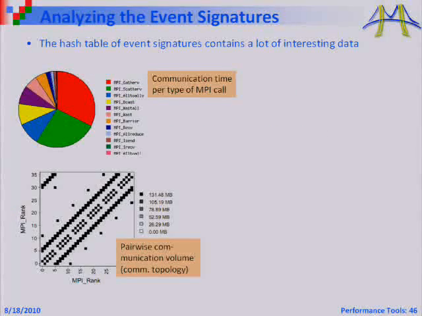Then we also have this communication topology graph, because what we also store is the partner of the call. So if we do a send and receive, we have a different hash key. We store the partner, the sending and the receiving type, and different partners lead to different hash keys. So we can analyze the data in the hash table to create this communication topology, where each pair shows you how much data was exchanged between pairs of processes.